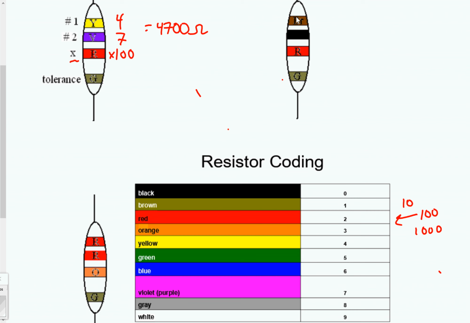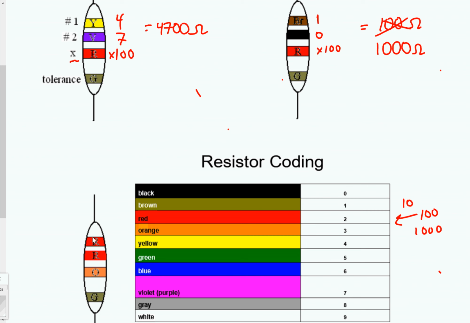Take a look over here. Brown, black, and red again. So we know that brown is a what? Brown, according to our chart, is a 1. Black is 0. And red means you times by 100. So this one is a 1,000. Except for me, I wrote 100. 1,000 ohm resistor. So it's not really hard.